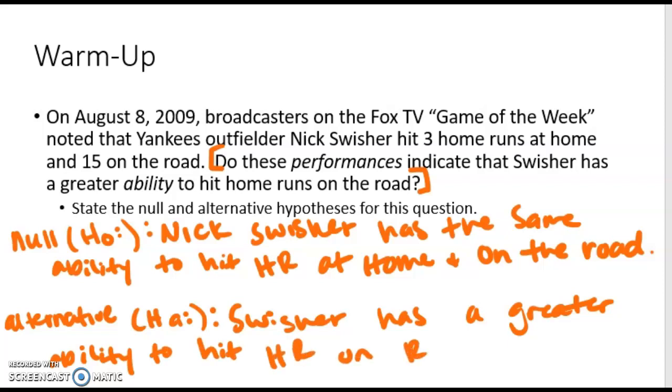And what I'm looking for is for you to tell me who you're talking about, who your subject is, your statement of ability, whether that's the same ability or greater ability, and then what they're actually doing in context. And when we talk about in context, that's saying hitting home runs or taking a test. So being able to describe what the situation actually is.